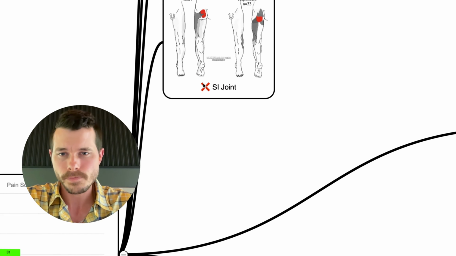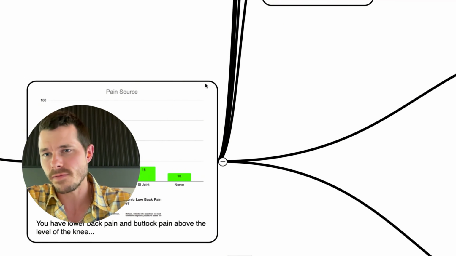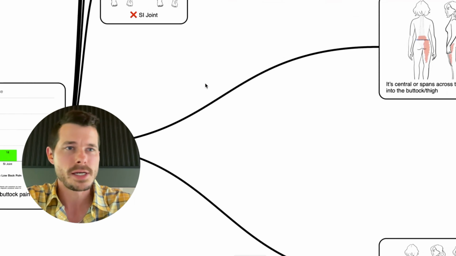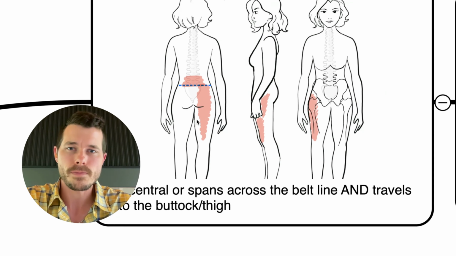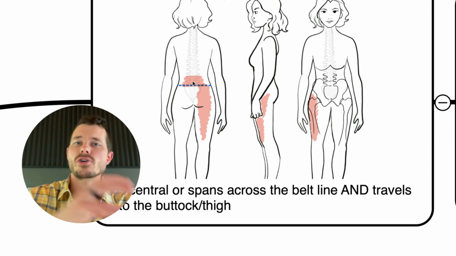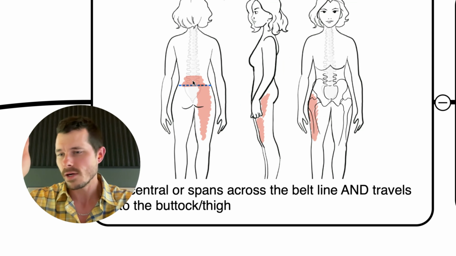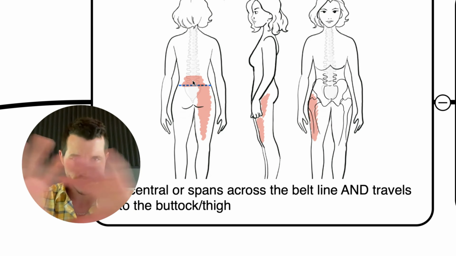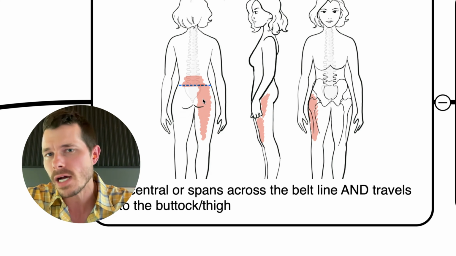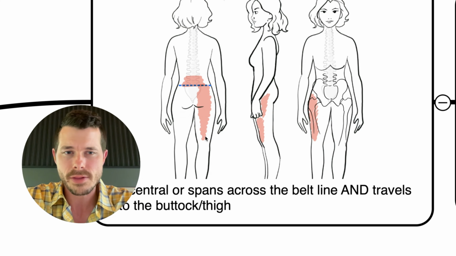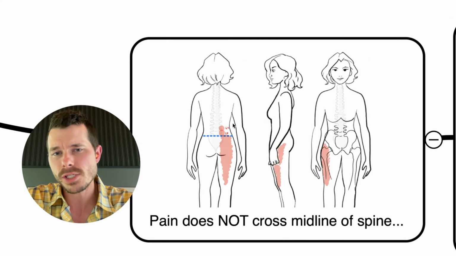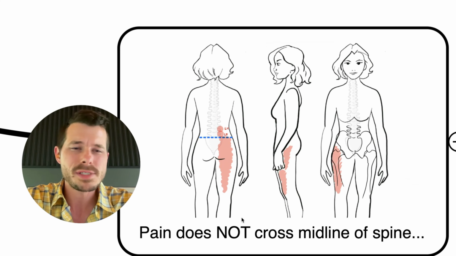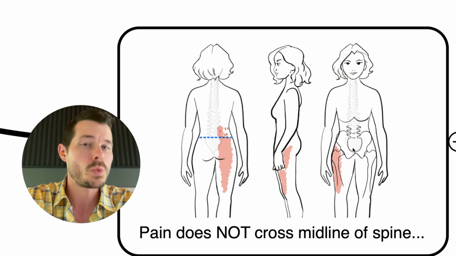All right, so let's talk about disc and facet joint problems and tease this out. So if you present with symptoms that are central, whereby symptoms kind of span across the level of the belt line. It crosses from the right to the left or the left to the right, and it spans across that area, and you've got stuff into the butt and or the back of the thigh, then this is a different presentation than if you just have one-sided symptoms that do not cross the midline of the spine. So which do you have?